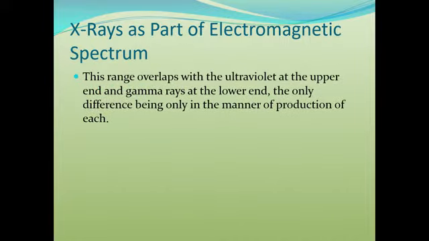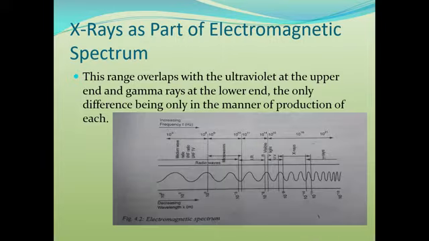So this range overlaps with the ultraviolet at the upper end and gamma rays at the lower end. The only difference is the manner of production of each. Let's see what I simply mean in this case. Notice X-rays are here. It overlaps the ultraviolet and also overlaps the gamma rays. There's an overlap, but the X-rays are there. So it overlaps the ultraviolet rays at the upper end, and at the lower end, the gamma rays. So that's what we have as X-rays.